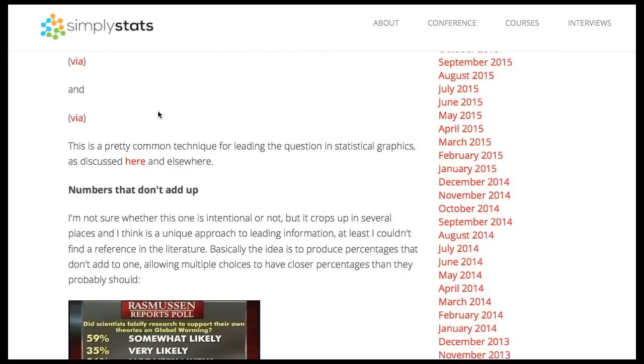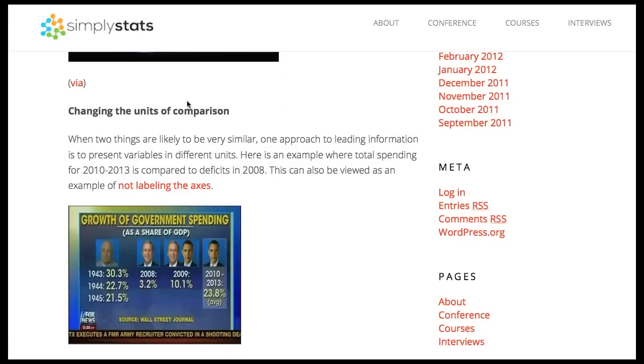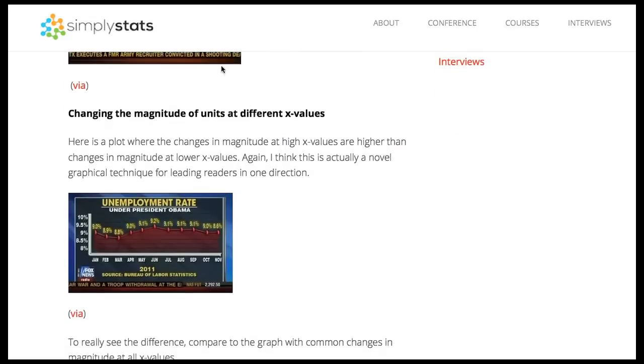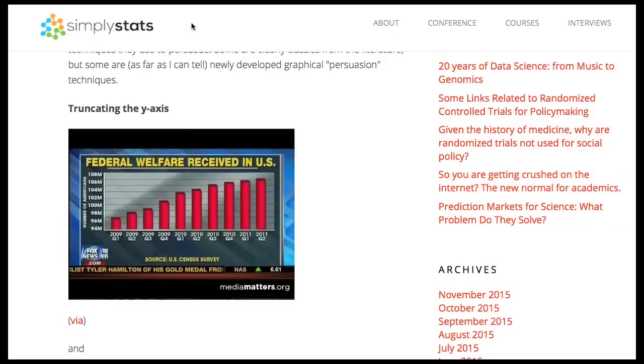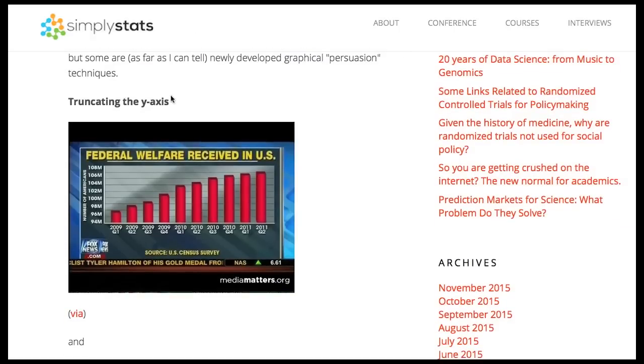Truncating the y-axis, numbers that don't add up, changing the units of comparison, changing the magnitude of units at different x values, etc. Now, let's take a look at some of these examples and how they work. For example, truncating the y-axis. Here's a bar graph, and bar graphs are, in a nutshell, meant to show the value of a number in terms of a length, i.e. the length of a bar.